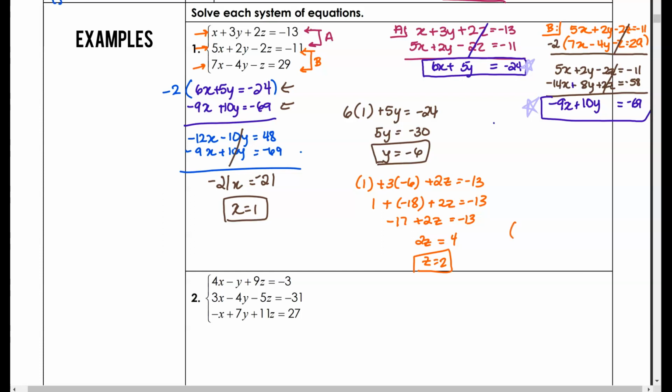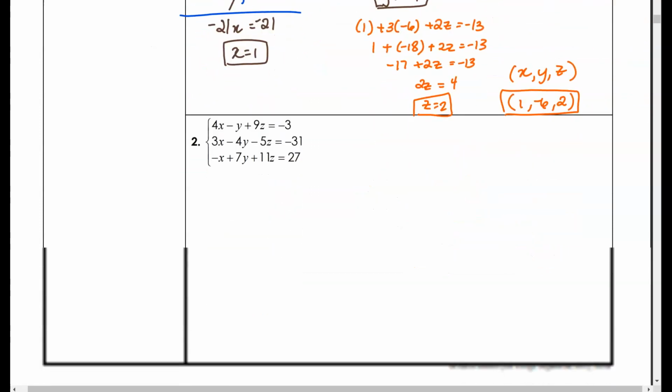And so here we have our three variables. And so that point would be x, y, z. So remember that it's always in alphabetical order. And so our x value is 1, our y value is negative 6, and our z value is 2. And that's how we solve that 3 by 3 system. All right, let's take a look at the next one.